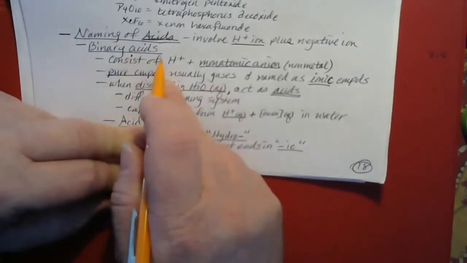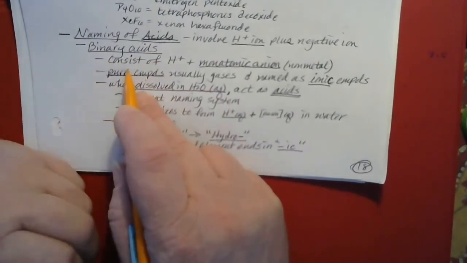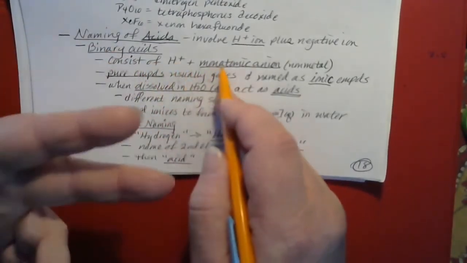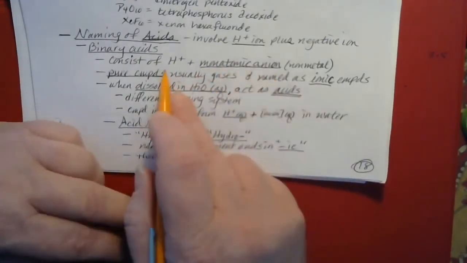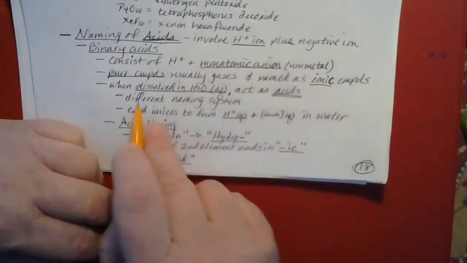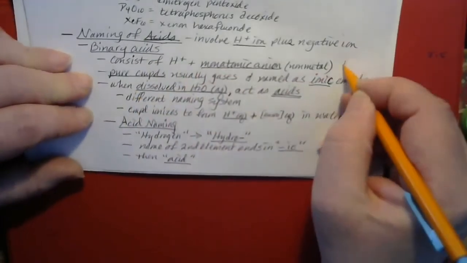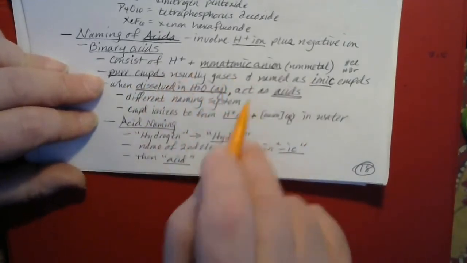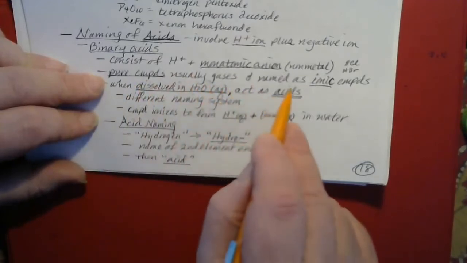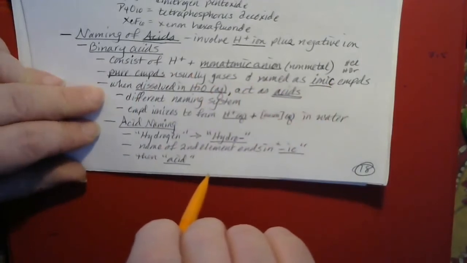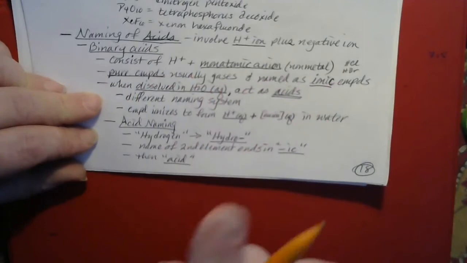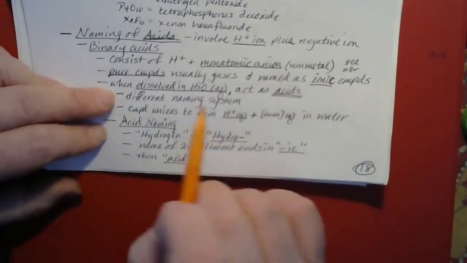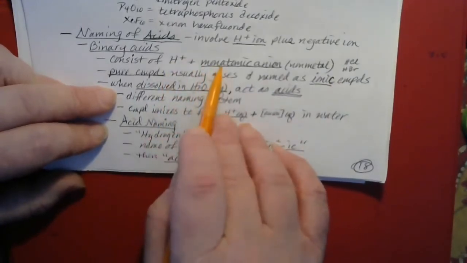Okay. The simplest acids will be binary acids, which consist of two elements, hydrogen and a nonmetal, in the form of an anion. So H+ plus a monatomic anion, that is a nonmetal, like say HCl, HBr, and so on. The pure compounds for this type of acid are actually gases, and when they're in the pure form as gases, they are named as ionic compounds, even though they're technically not ionic compounds. So when you see hydrogen followed by a negative ion or a nonmetal, that would be named as an ionic compound if it's a gas.